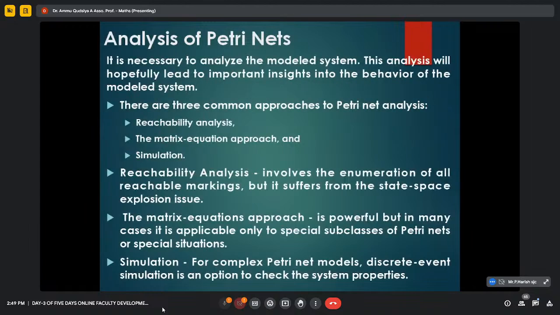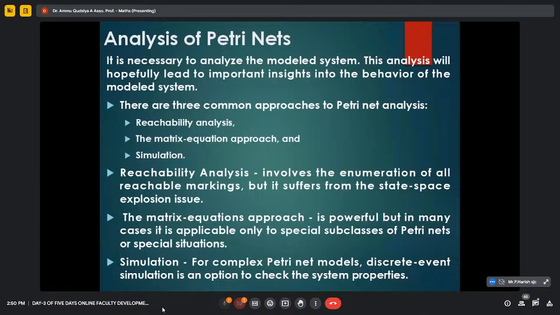And how do you construct a model? After constructing the model, you will try to analyze the model. So that is very much done in this Petri net modeling. We do this using three approaches. We have three approaches here to analyze the constructed model. One is reachability analysis, the other one is the matrix equation approach, and the third one is simulation.